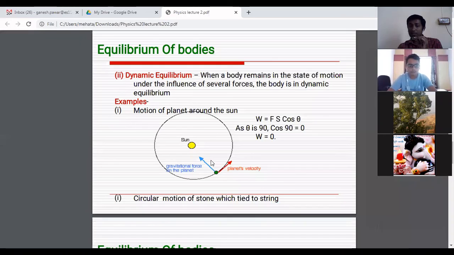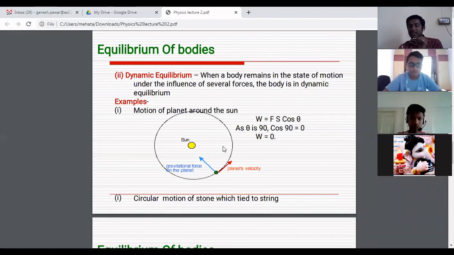But because of this force, the planet is not going like this. It is moving along this track. So we say that this is the direction of motion of the planet. This is the planet's velocity along this direction. But this straight line path becomes circular because of this gravitational force. Clear? In this case, I will say that the planet is in dynamic equilibrium.